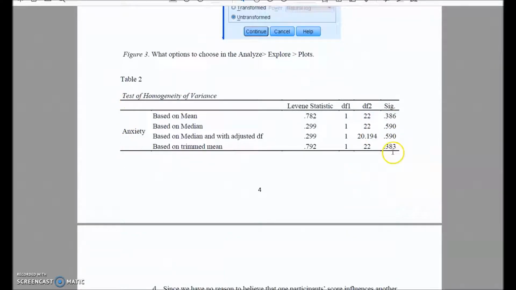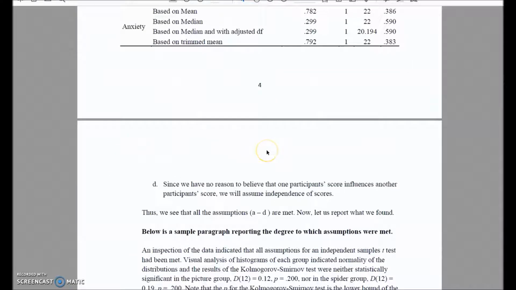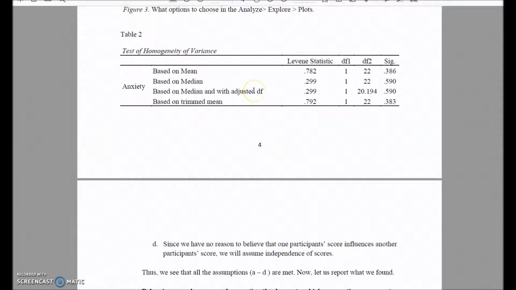So let's go back and look at the interpretation. How do we know? Here is your table. It gives you results based on mean, based on median, based on median with adjusted degrees of freedom, and then trimmed mean. And when we look over here, all of these significances are again greater than 0.05, and so that means the homogeneity of variances is satisfied.